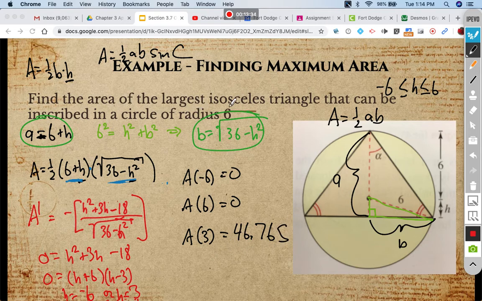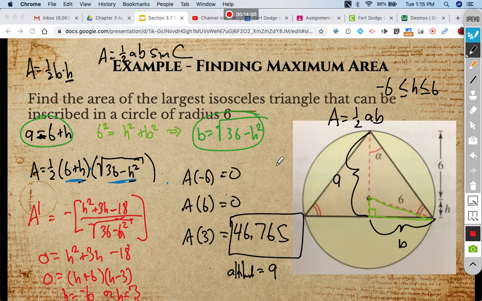So the largest isosceles triangle is going to have an area of 46.765. And this is going to be when the altitude equals 6 plus h equals 9. But we're not asking that. We're just saying the area of the largest triangle is 46.765.